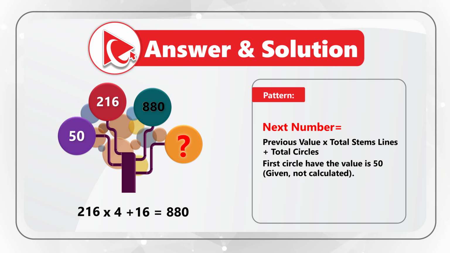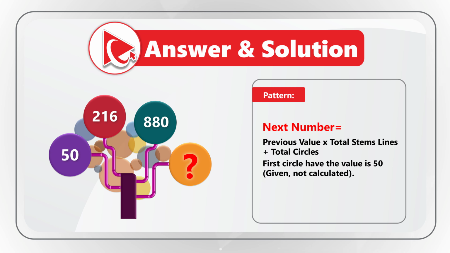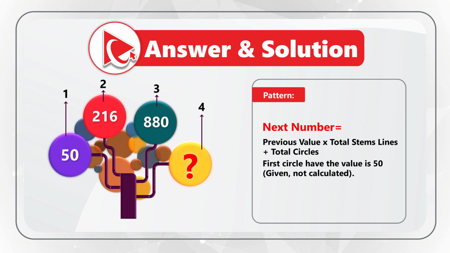Now you might be wondering what is 4 and where it came from and what is 16. The 4 is the number of stem lines in this structure. Let's count them. 1, 2, 3, and 4. And 16 is the total number of circles. If you count them, you see 4 circles in the forefront, the ones that have a number and the missing number. And then there are also 12 circles in the background.